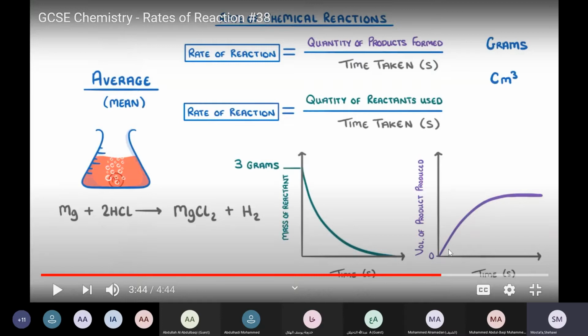Okay? In the beginning, you have a very steep line, a very steep graph, because you started with a high concentration, a great amount of reactants, and the reaction was so fast, and that's why the graph was so steep in the beginning. After consuming the magnesium, it becomes less steep, and then it gives you a horizontal line when you completely consume the magnesium that you started the reaction with.